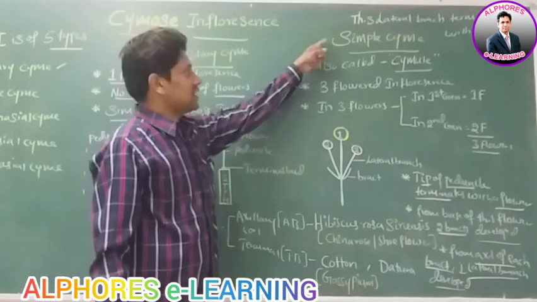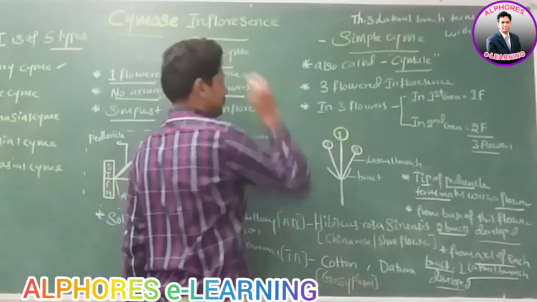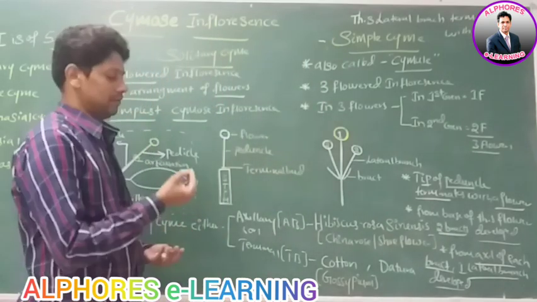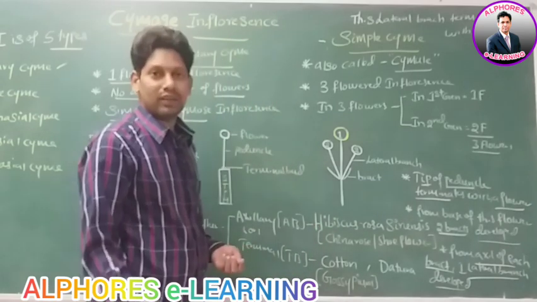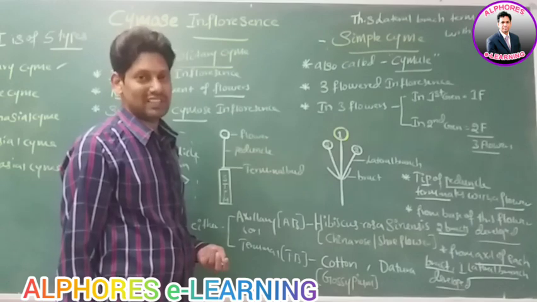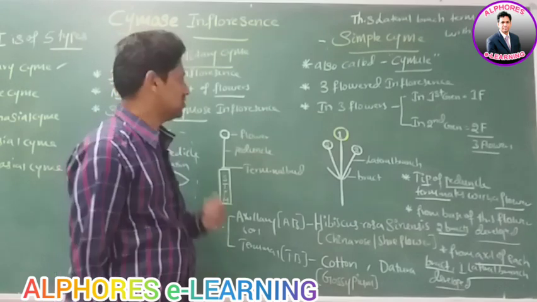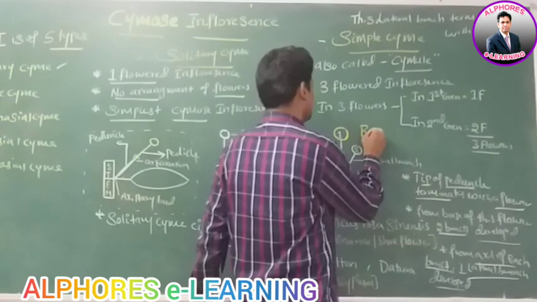Now go for examples of simple cyme. Number one, bougainvillea. What is the first example? Bougainvillea. The second one is jasmine. What is the second one? Jasmine. I am writing here. Okay, examples.